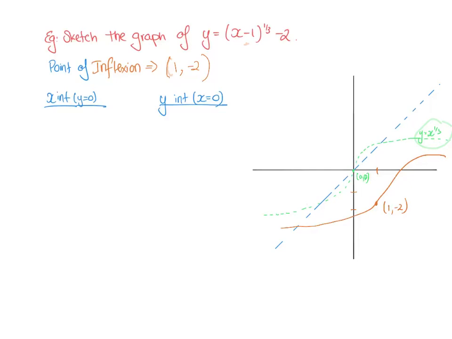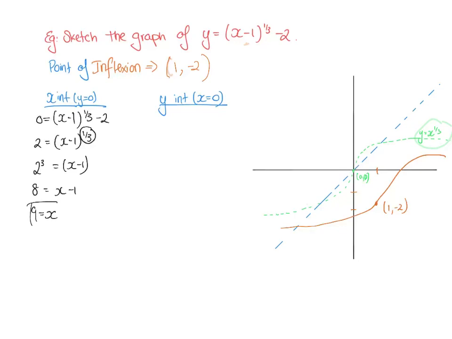Okay, so we can get our X and Y intercepts still the same way. So we'll let Y equals 0 for the X intercept. So we get +2 equals X minus 1 to the power of a third. Now, if you're moving that across, the opposite will be cubing. So we get 8 equals X minus 1, so 9 equals X. So that's my X intercept. So over here where it crossed, I'd write 9 and 0.